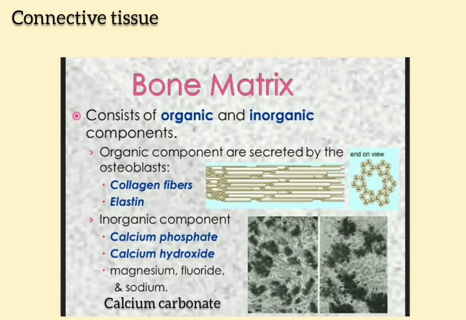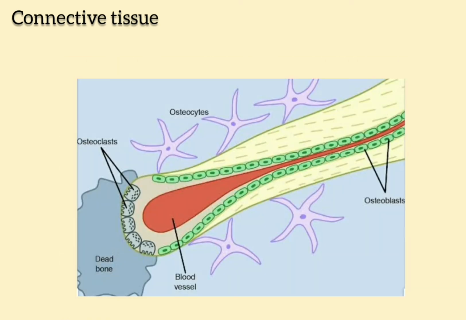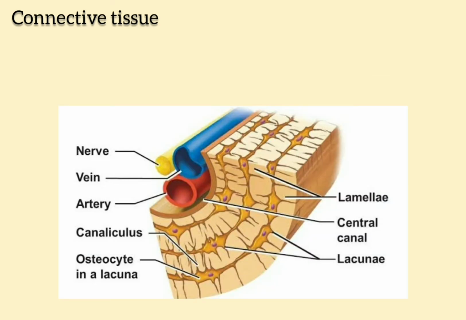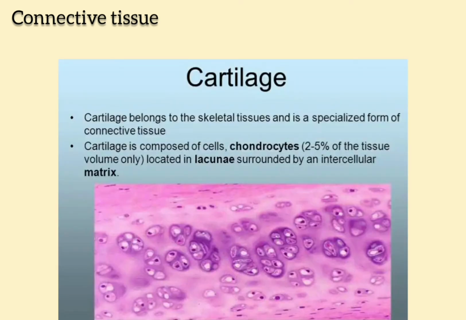It is made up of organic matrix and inorganic matrix. The inorganic matrix consists of calcium phosphate and calcium carbonate. These salts give hardness to the bone. They are secreted by osteocytes. They are present in the lacunae, that is the spaces within the bone matrix, and they help in maintenance of the bone.